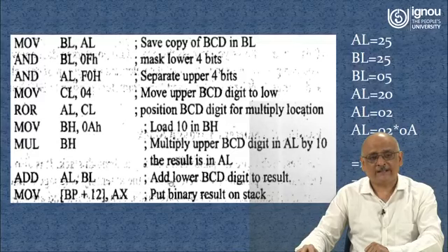But the important thing is, now this value, whatever we have obtained, is in the AL register, and that AL register now contains the value. AH contains 0, or AH contains whatever, it does not matter.